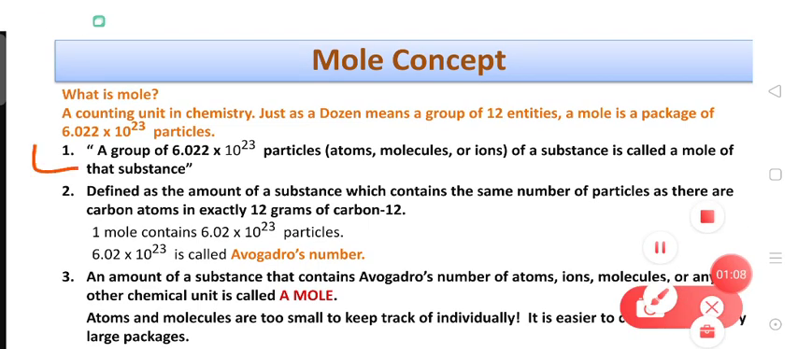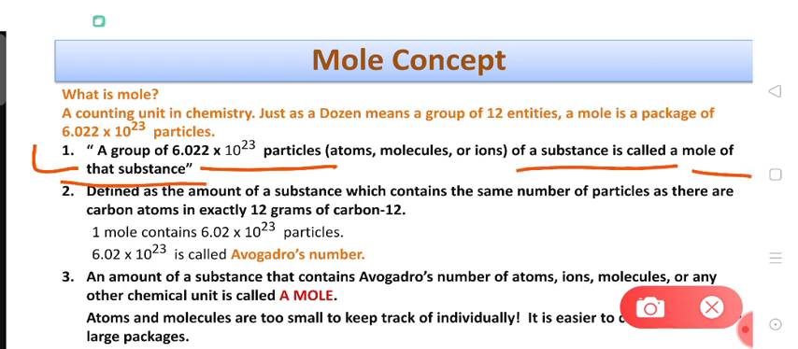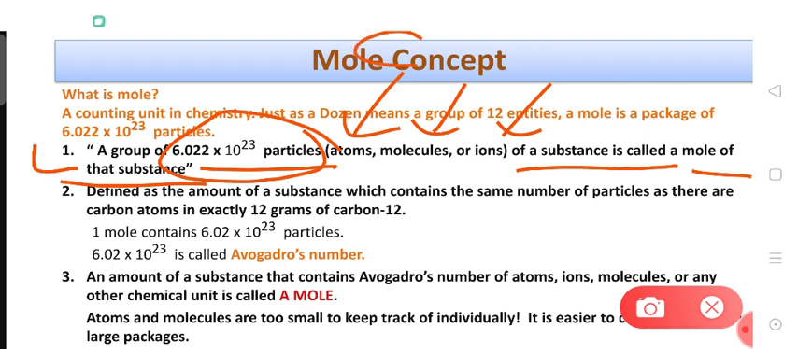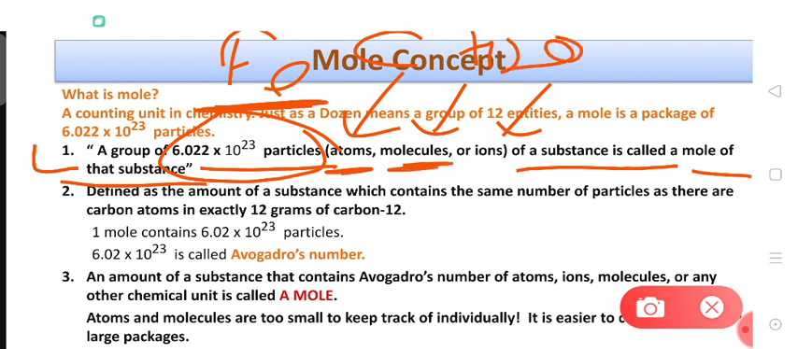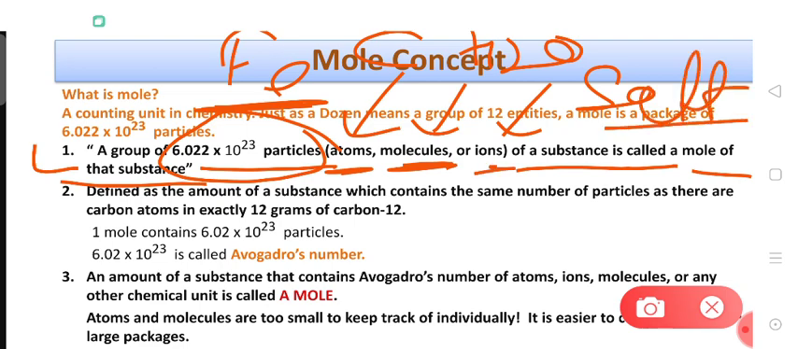First of all, what is written here? A group of 6.022 × 10^23 particles of a substance is called a mole of that substance. So students, if we collect this much number of particles of any substance, the particles may be atoms, molecules or ions. If we talk about carbon or iron, its particles will be atoms. If we talk about water, then its particles will be water molecules. And if we talk about common salt, that is NaCl, then its particles will be ions.